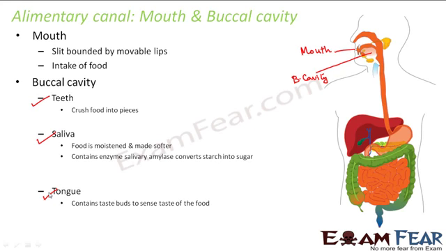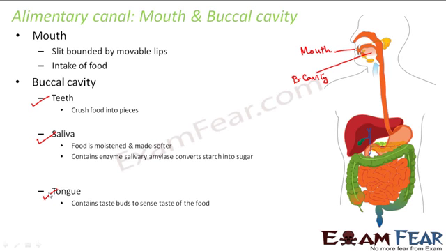Next is saliva. What is saliva? You would have observed that inside your mouth you always have some water-like substance. Even now you can check it inside your mouth. In fact, when you see something which you like, for example a Maggi, if you are a big time lover of Maggi, when you see a Maggi prepared in front of you, what happens? Your mouth starts watering. You get a lot of saliva inside your mouth. So what is that watery fluid? That is saliva.